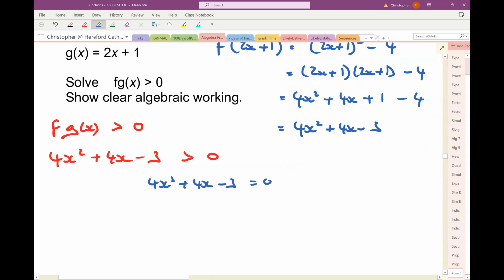Okay, and if I was solving that equation, I could use the formula, or I could look to factorise. I'm going to look to factorise. Now it's either going to be 2x and 2x or 1x and 4x. I'm going to go 2x and 2x. Now I've got to multiply to minus 3, so I'm thinking about 3 and 1. Well, minus 1 and plus 3, or plus 3 and minus 1.